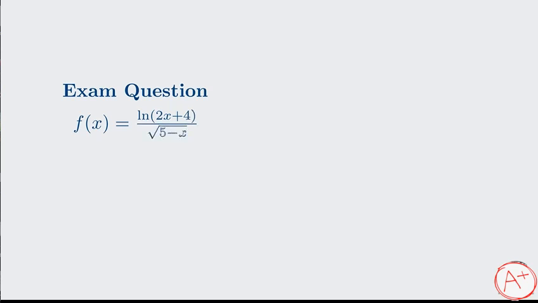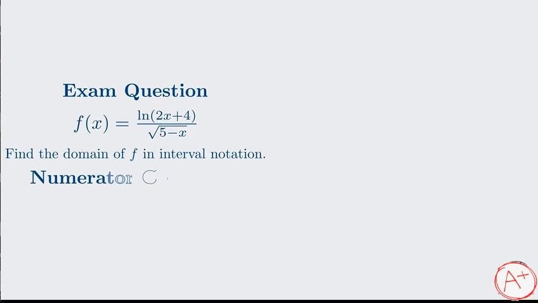Let's apply everything we've learned to a Cambridge-style question. The function f is defined by f of x equals the natural log of 2x plus 4, all over the square root of 5 minus x. Find the domain of f, giving your answer in interval notation. To solve this, we must satisfy the conditions for both the numerator and the denominator simultaneously.